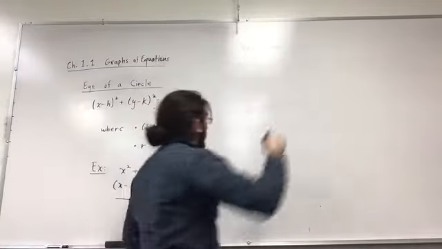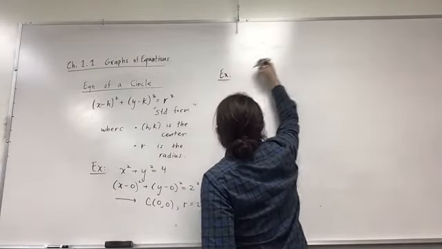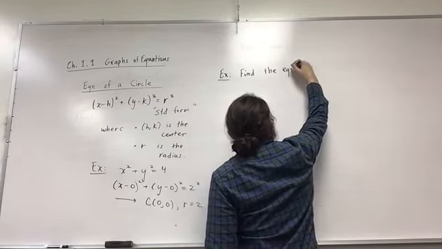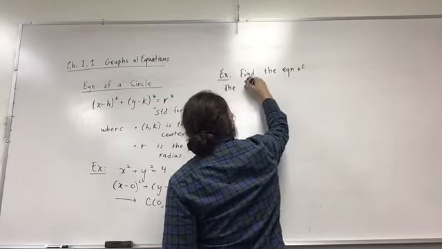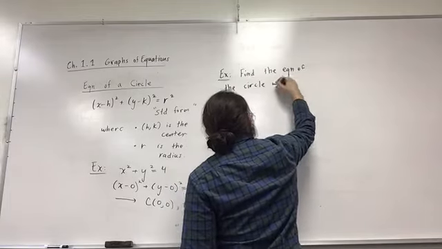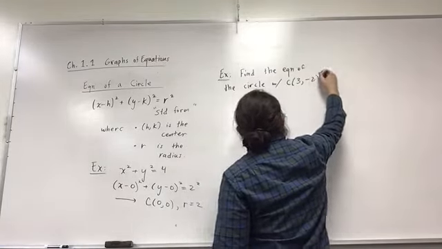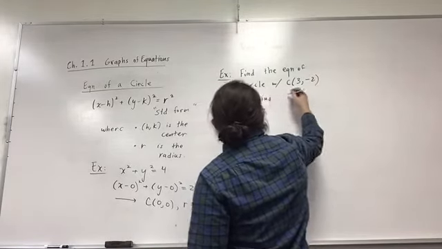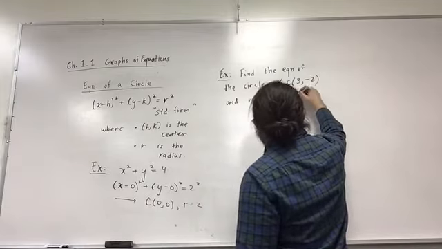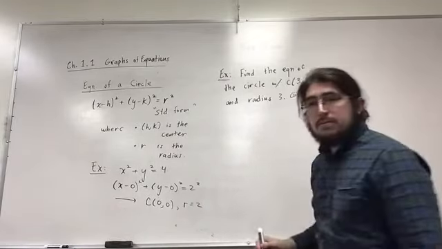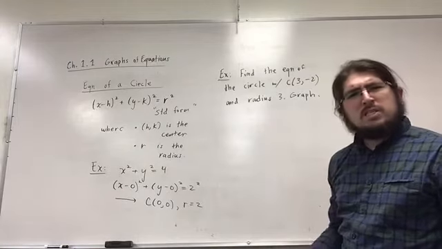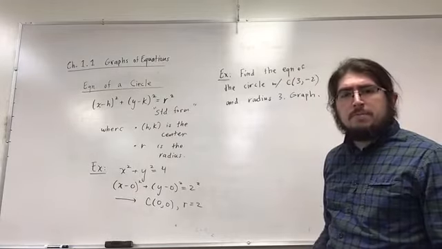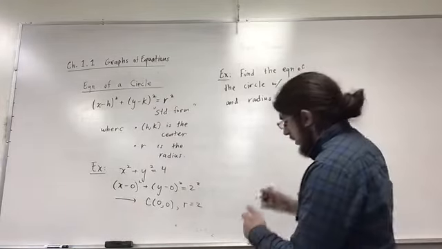Let's take a look at one more, maybe. So let's find the equation of the circle with center 3 comma negative 2 and radius 3. And then after we find the equation, we're actually going to graph the circle. As it turns out, to graph we don't need to find the equation. We could just graph with this information, but I'm going to actually find the equation first. So first, let's label a few things, shall we?